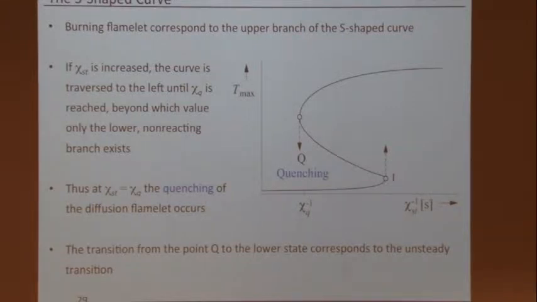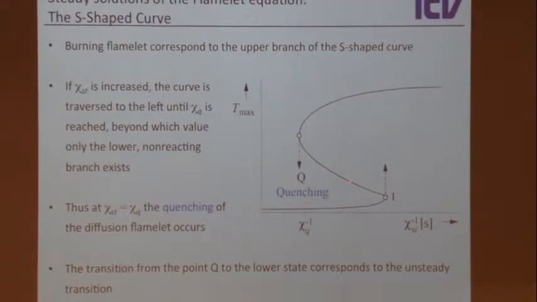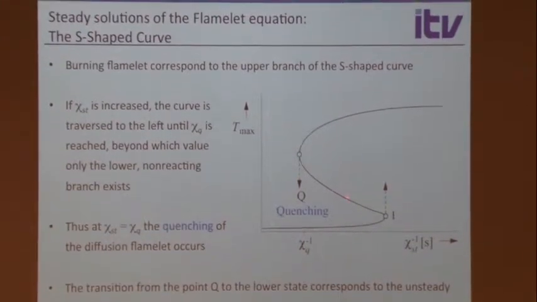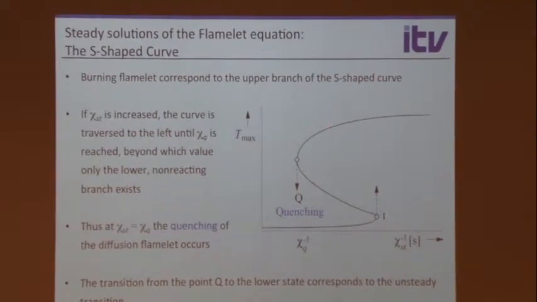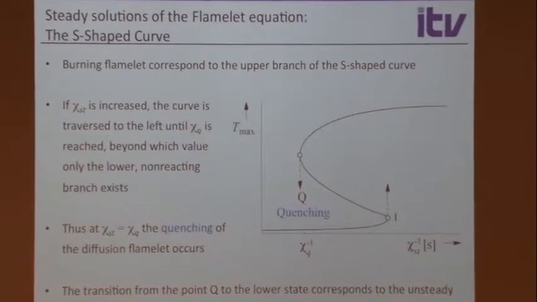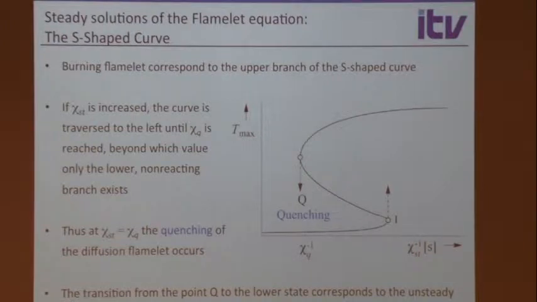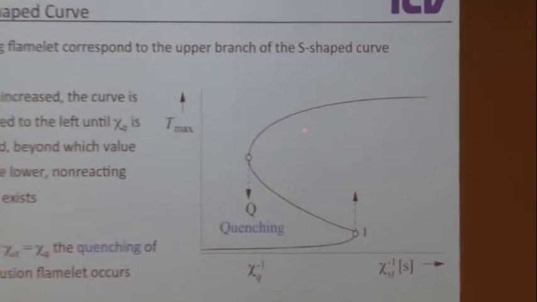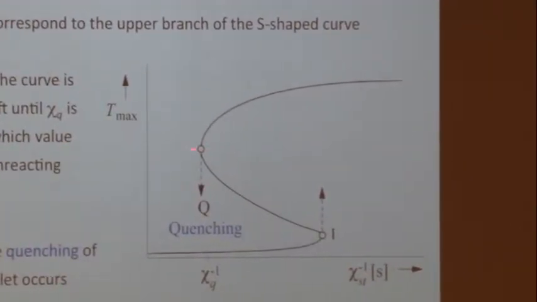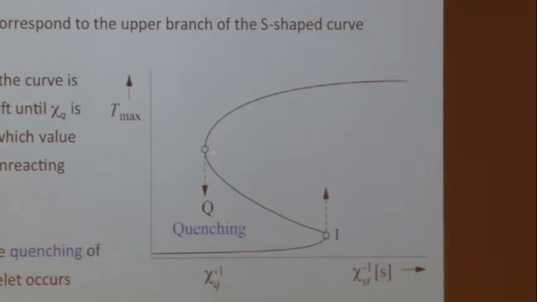It turns out that this intermediate branch is unstable. It's a solution to the steady state equations, but it's an unstable solution. If you take this solution and make the temperature slightly higher, then bam, it would move up here, and if you make it slightly lower, it would go to the lower branch. But as you increase the dissipation rate, the temperature gets lower and lower until you reach a point where there's no burning solution at higher dissipation rates, and then you get quenching.